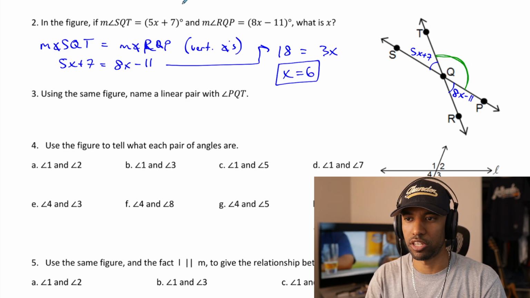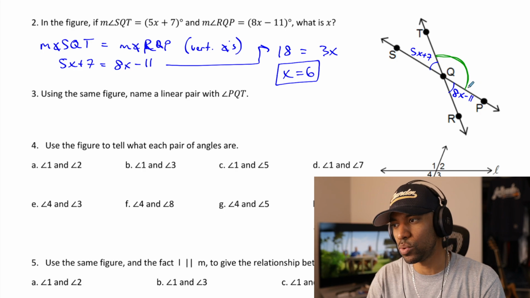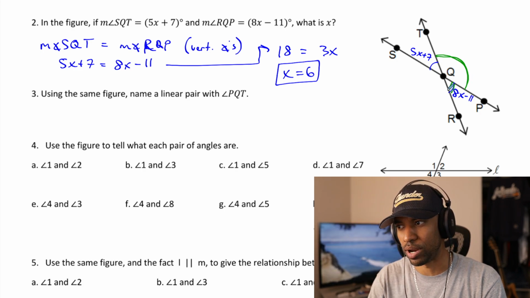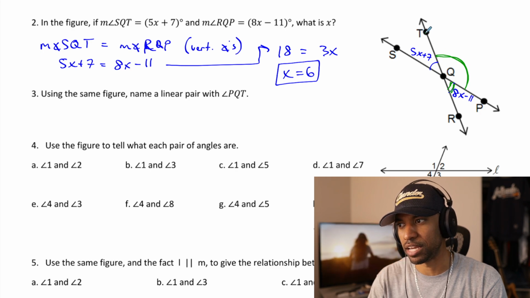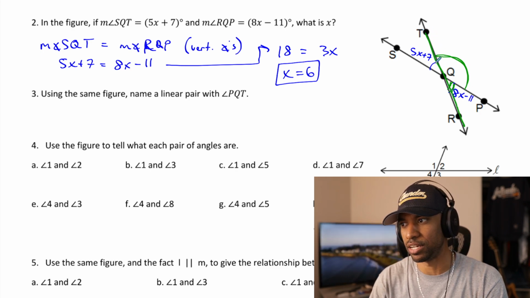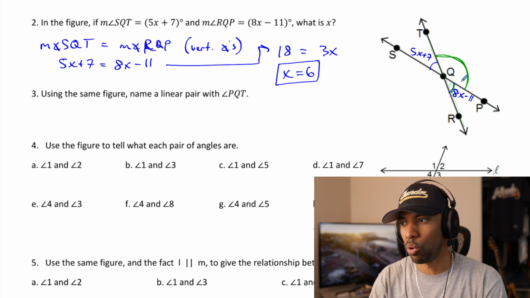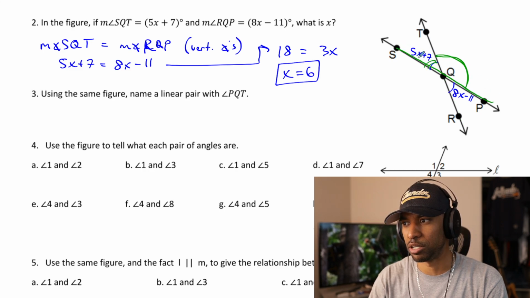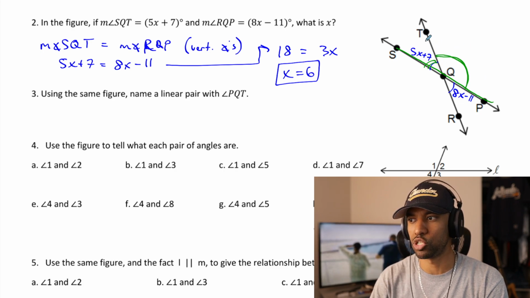One of two things can be a linear pair. Remember what a linear pair is: two angles that are adjacent to each other that are supplementary. So for example, this angle right here is a linear pair with it because they make this straight angle right here. Or this right here would be a linear pair making that straight angle. So you have one of two options.